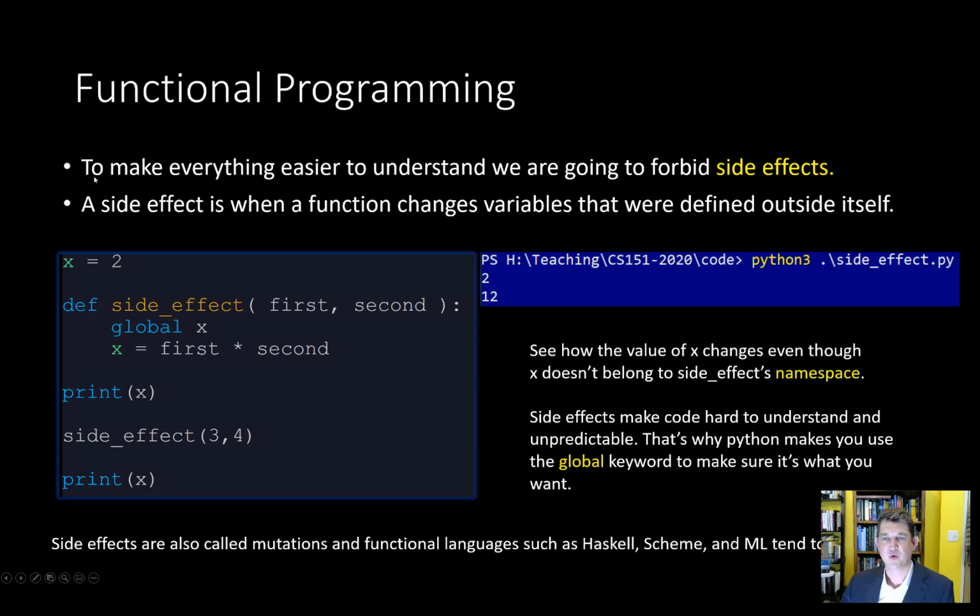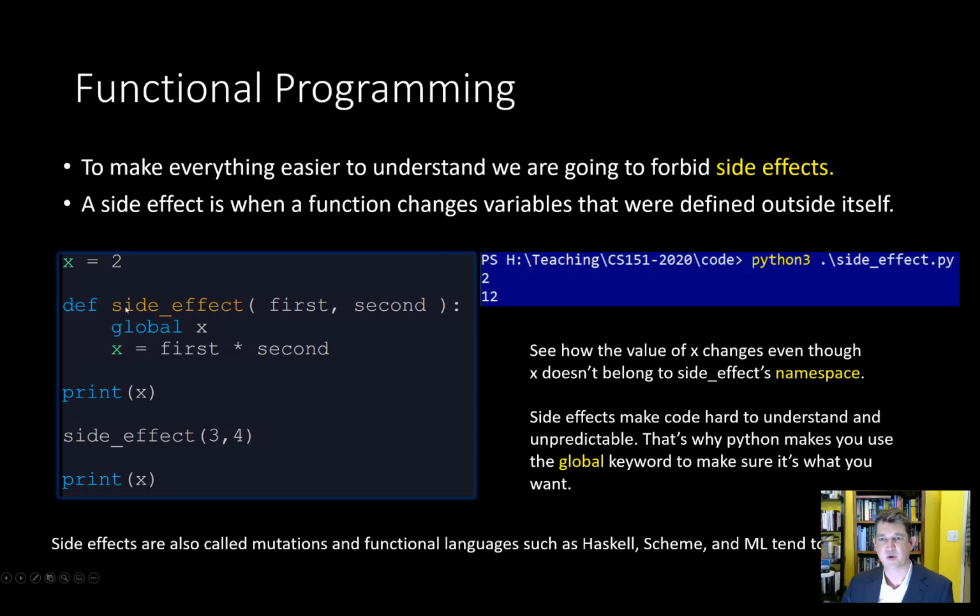So one thing we're going to do looking at functional programming is we're going to make a rule that we're going to forbid what's called side effects. So a side effect is when a function changes variables that are defined outside of that function. Remember that functions have a namespace, so variables defined inside the function are in the function's namespace. Variables defined outside of the function are outside the function's namespace.